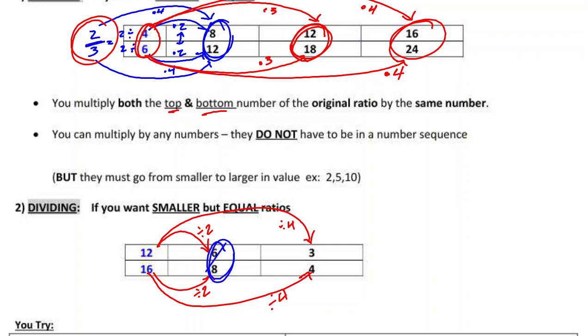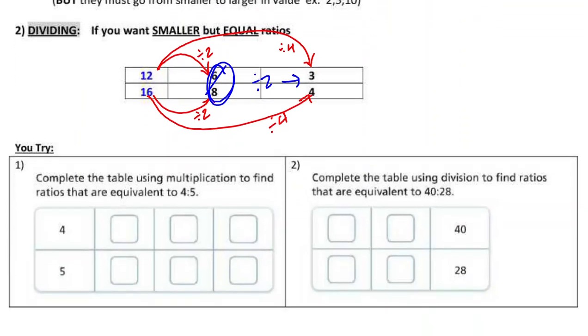If I simplified it by 2, I could also get to this 3/4 over here. So sometimes it actually does work out that way. So I want you to try. I want you to use multiplication for number 1, and I want you to use division for the second one, and use the smaller factors like 2, 3, 4, 5 in order to complete those tables for me. So go ahead and take a pause and do 1 and 2.